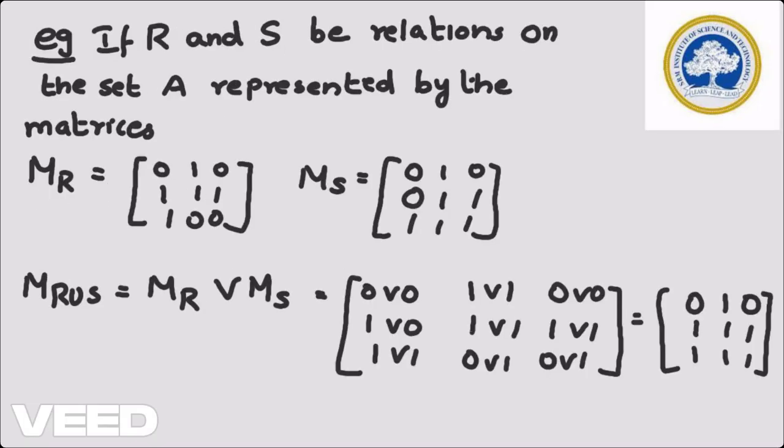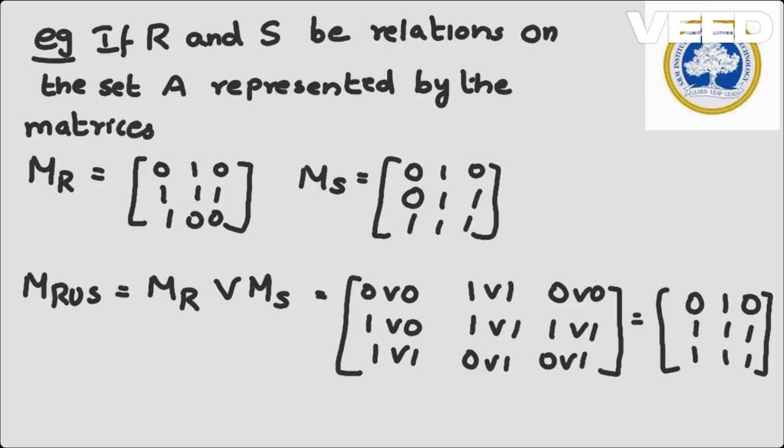If capital R and capital S are the two relations on the set A, they are represented by the matrices MR equal to 0, 1, 0, 1, 1, 1, 1, 0, 0. Matrix representation of S equal to 0, 1, 0, 0, 1, 1, 1, 1, 1. If you want to find out the matrix representation of R union S, it is nothing but matrix representation of R join matrix representation of S.